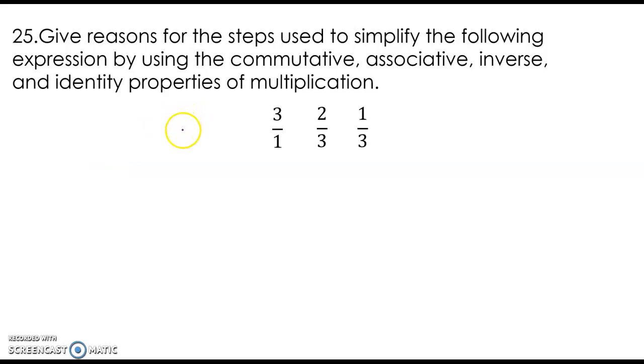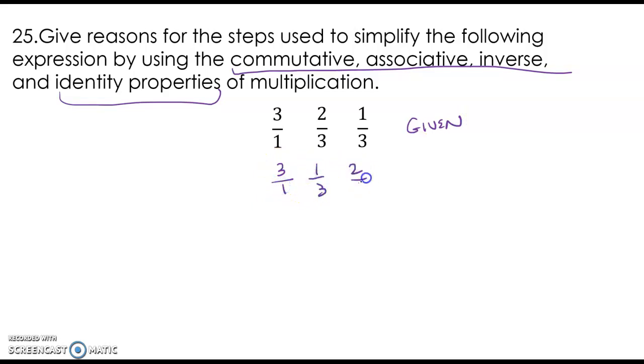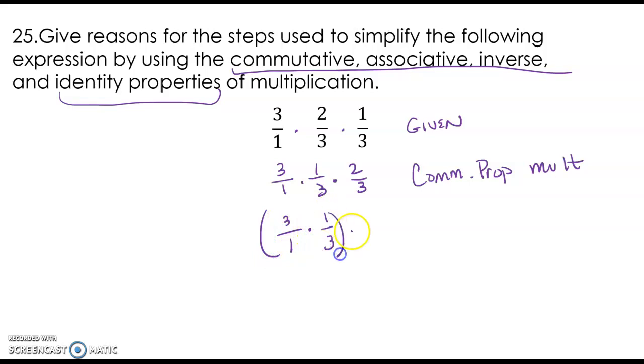25. Give reasons for the steps used to simplify the following expression by using the commutative, associative, inverse, and identity properties of multiplication. All right, so this is my given. And then I'm going to move the 1/3, which is commutative. I think these are multiply, yeah. Okay. And then I'm going to put parentheses around this so that this is what's done first. That's associative.